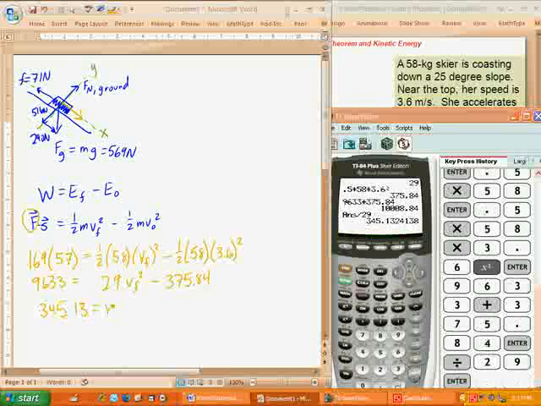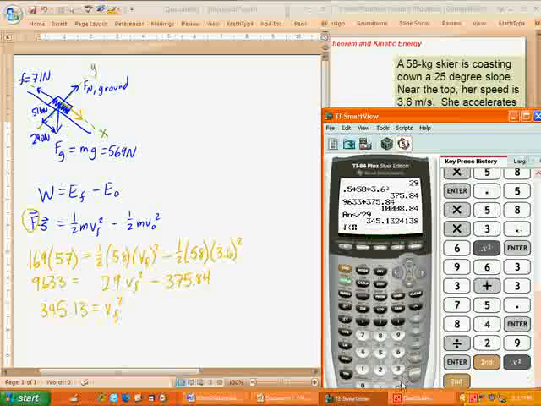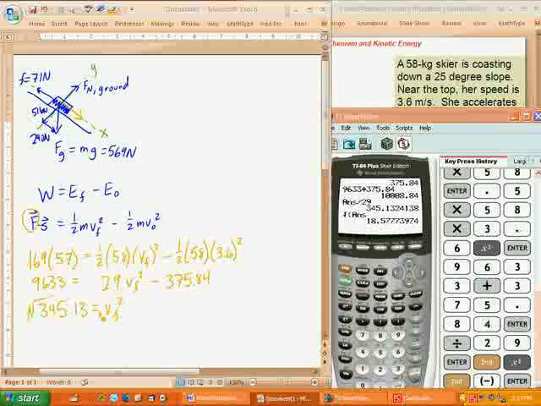That leaves us with 345.13 is equal to the final velocity squared. Taking the square root of both sides, we get that our answer is 18.57 meters per second for the final velocity. And that's our answer.